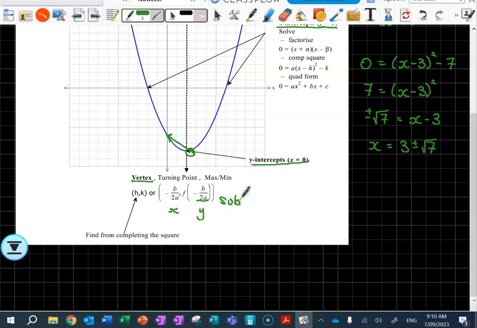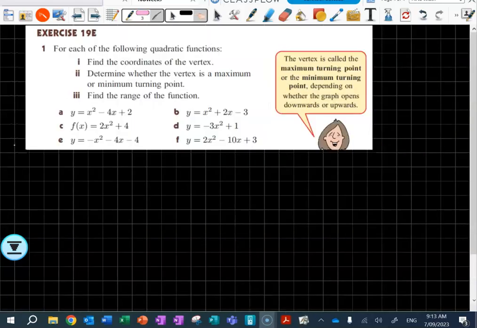We're working through and doing all of this stuff. So 19E is hopefully going to wrap up everything that we've done so far, maybe. All right. 1A, part 1. Find the coordinates of the vertex.